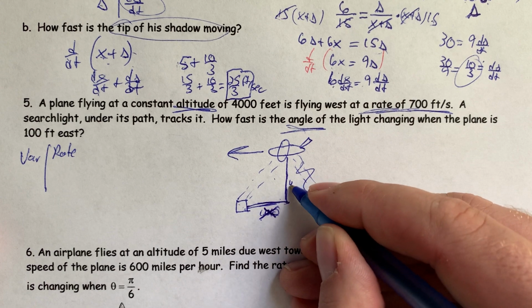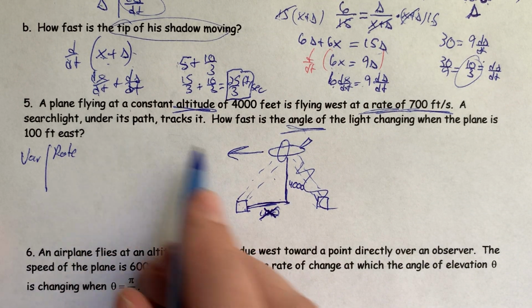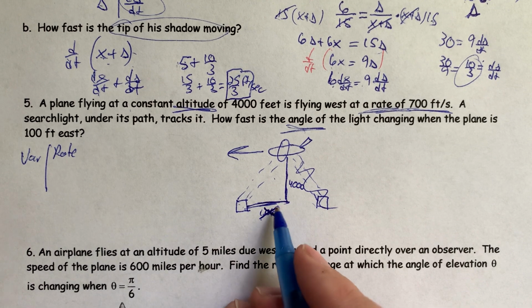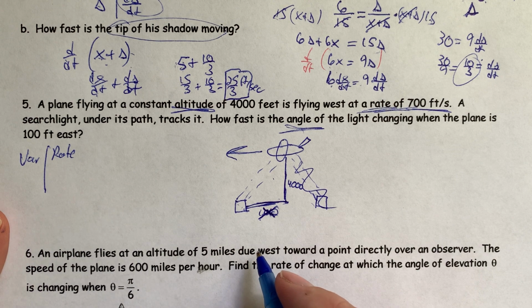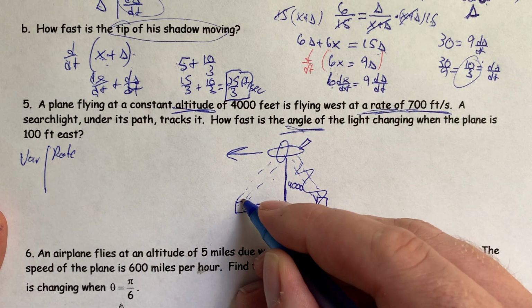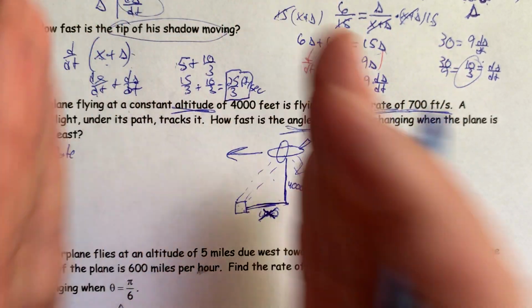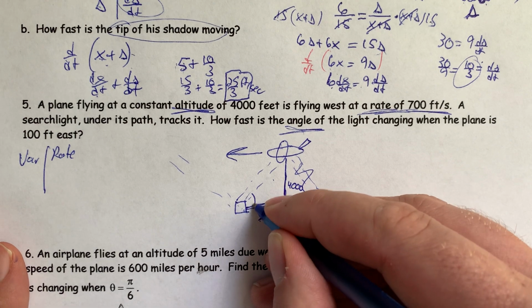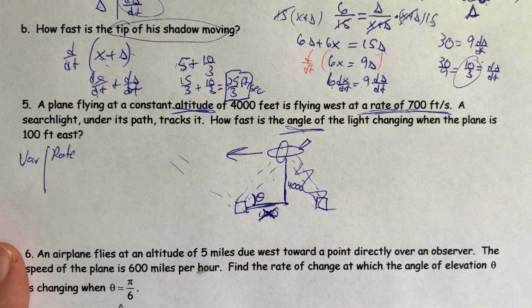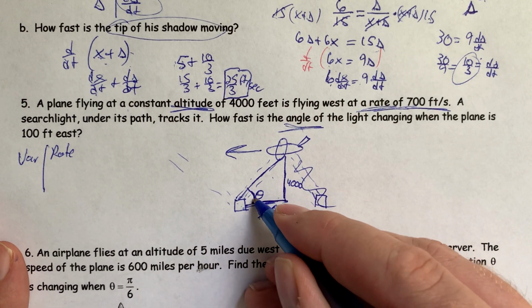Now this is 4,000. Is that a variable or a constant? Well, the plane is flying at a constant altitude, so its height isn't changing. But this distance is changing. And it's asking about the angle of the light. As the plane is moving, the light has to change. When the plane is over here, the light is obviously going to be shining at a different angle. So we're talking about this angle, and I'm going to call it theta. And so we have a triangle with an angle.